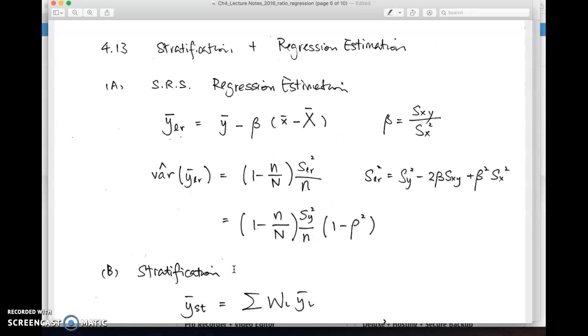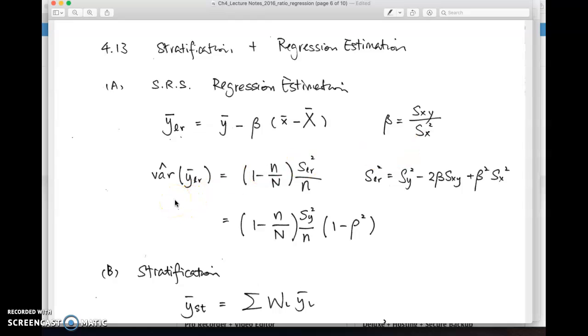Let's look at my written lecture notes. Very quickly, we can revise simple random sampling under regression estimation, where we need to look at the variables x and y from the sample. We make use of the sample y bar, subtract beta, which is the slope of my regression line, multiplied by the difference between the sample x bar and the population x bar, and we use this relationship to estimate the y bar for the population under linear regression. The beta is defined as the optimal beta, which equals sxy divided by sx squared.